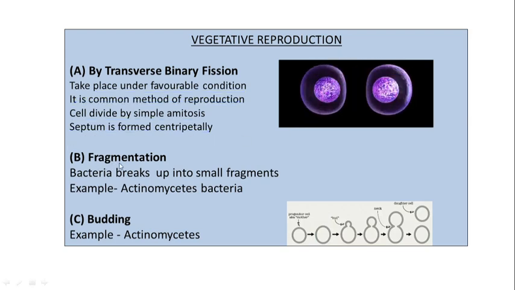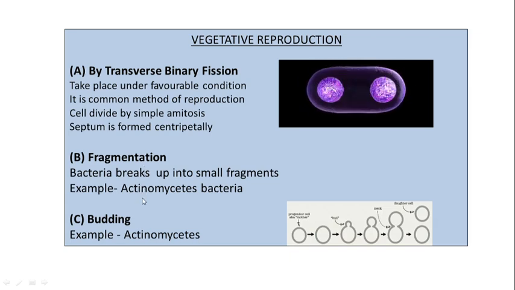Apart from this, the second is fragmentation. When a bacterium breaks into small fragments, we call it fragmentation. It is common in actinomycetes. Budding means a small portion of the bacterium separates out into a new cell. Example, actinomycetes.